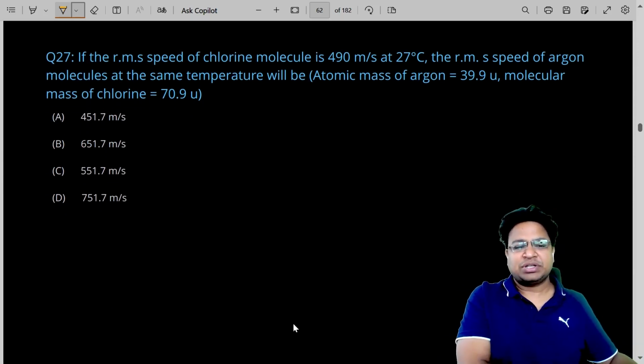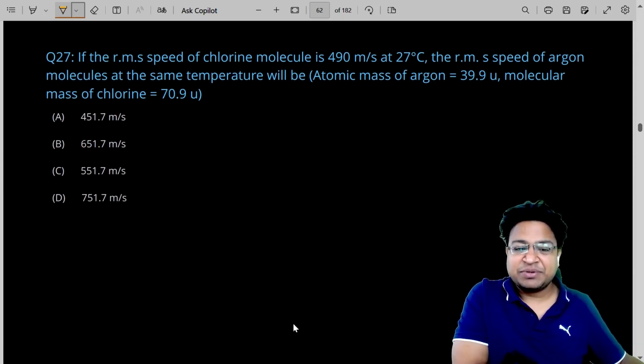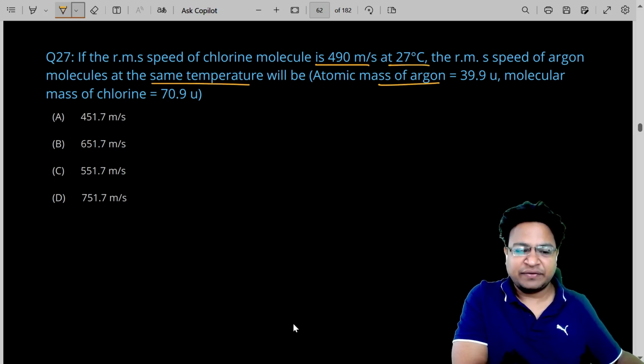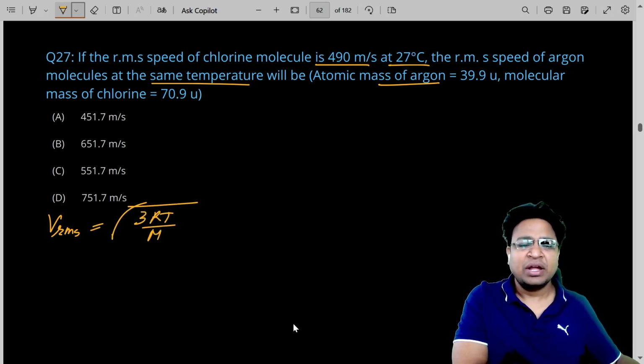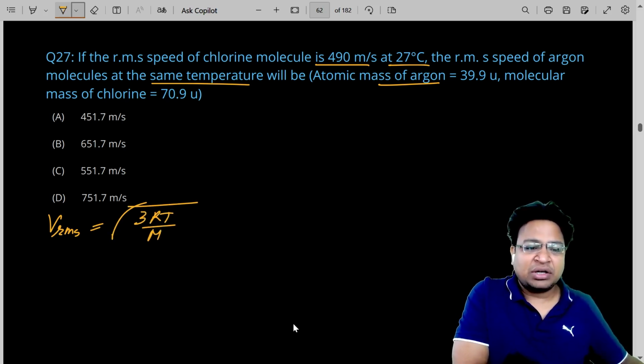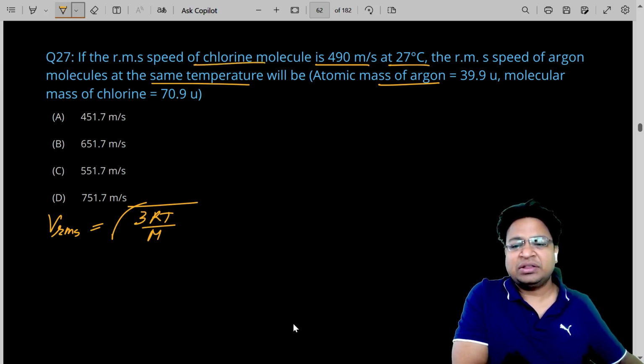And the second question says, if the RMS speed of the chlorine molecule is this much at this much temperature, the RMS speed of the argon molecule at the same temperature will be. Atomic mass of argon is given, atomic mass of chlorine is given. So students, the formula for RMS speed of molecules is root 3RT by M. Here we have been given the RMS speed of chlorine molecule, and then the RMS speed of argon molecule has been asked.